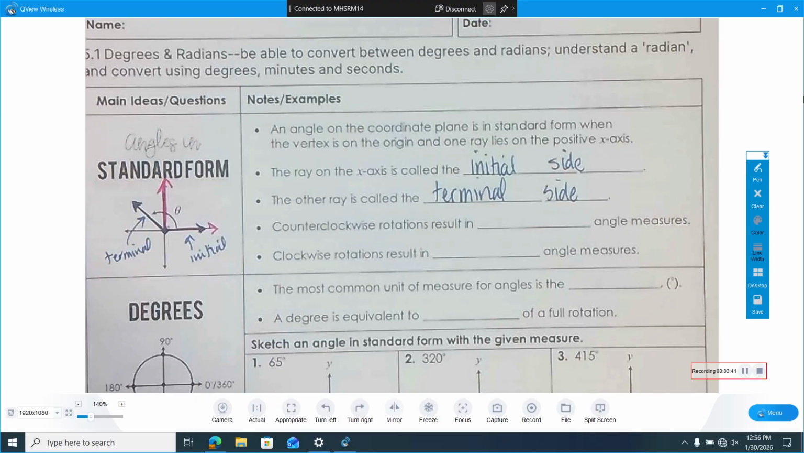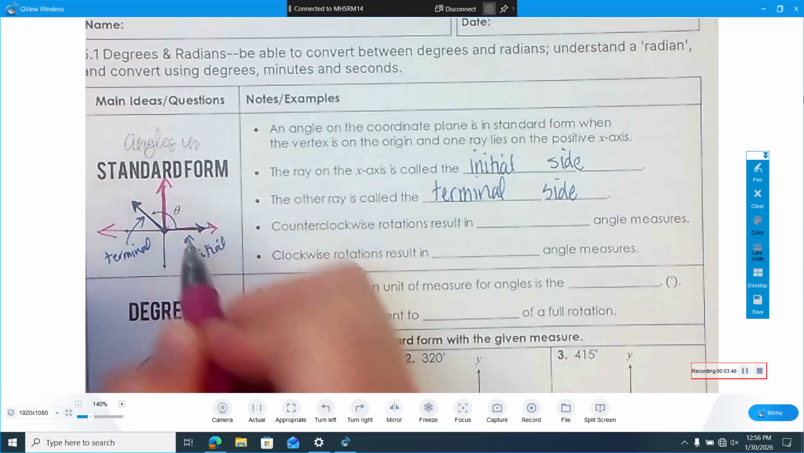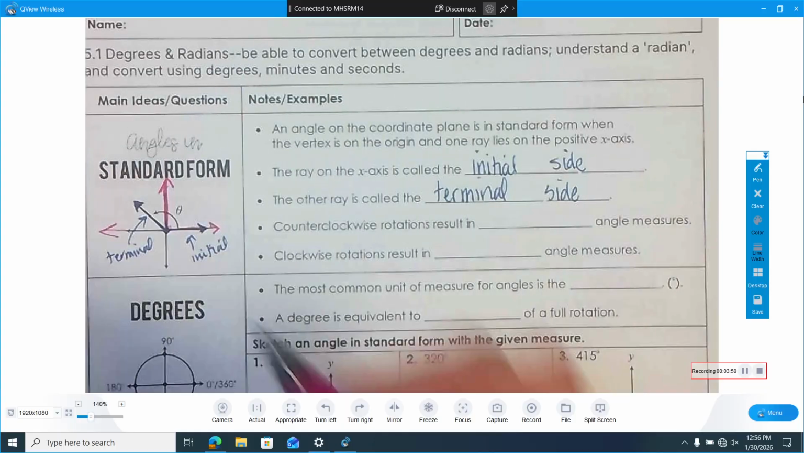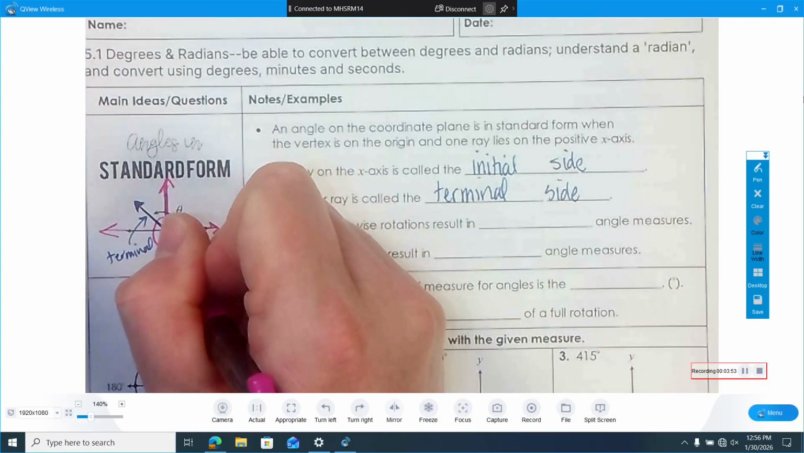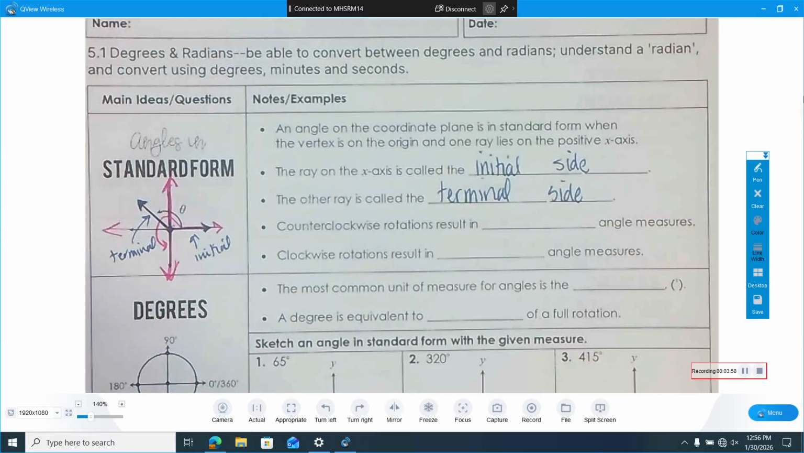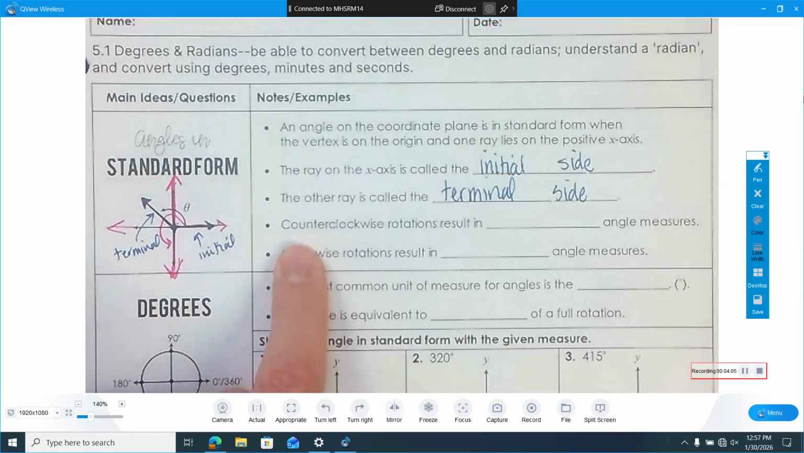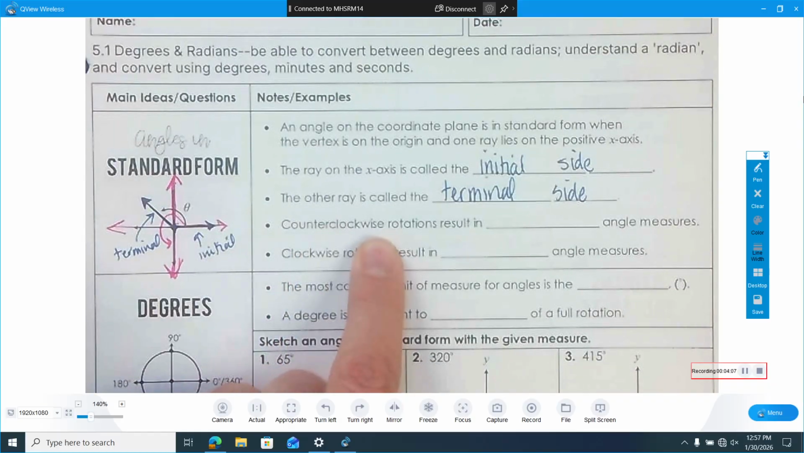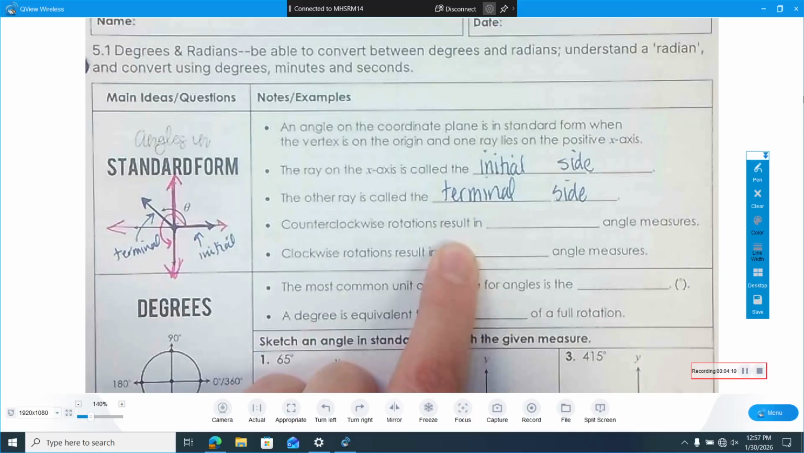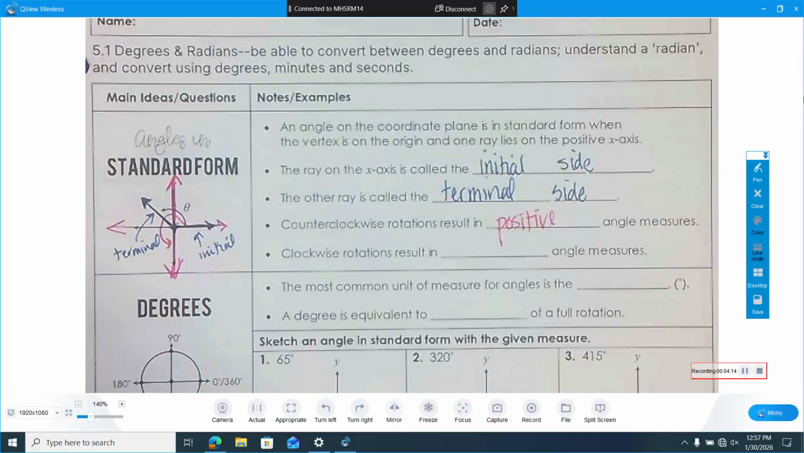So this is a 90-degree angle, and if I open it all the way up, and now it's a straight angle, how many degrees is it? 180. If I open it up and I continue around like this, and I land down here on the negative y-axis, how many degrees is it? 270. And if I do a full rotation, how many degrees is it? 360. Okay, so when we have angles opening counterclockwise, rotations result in positive angle measures.